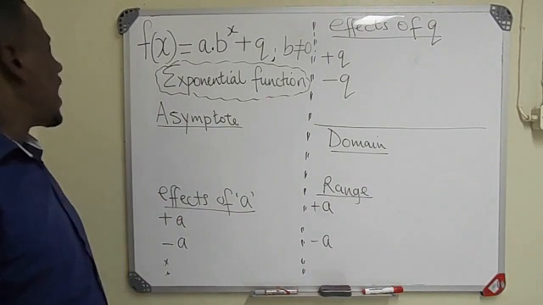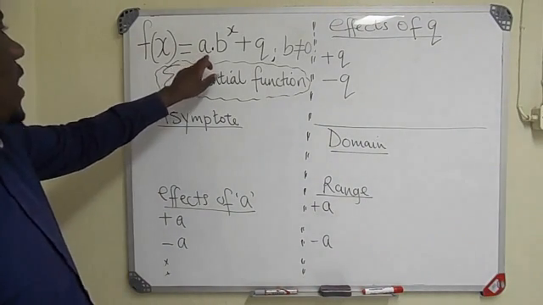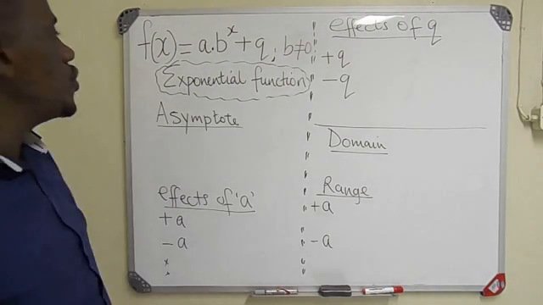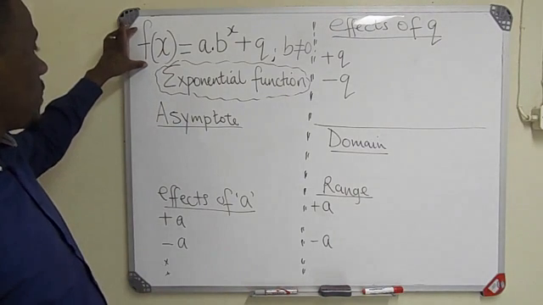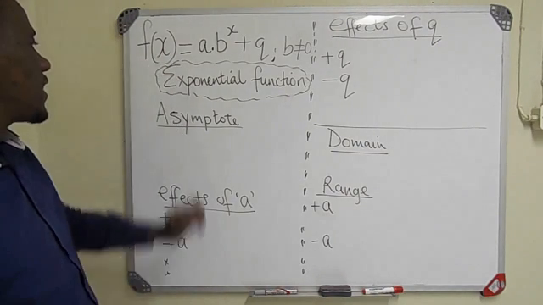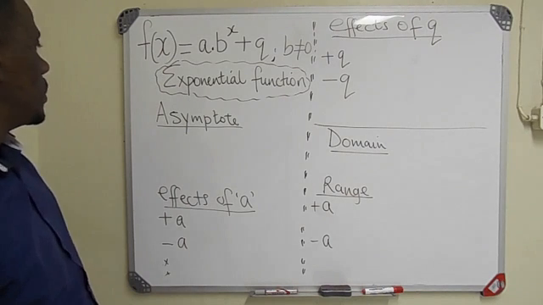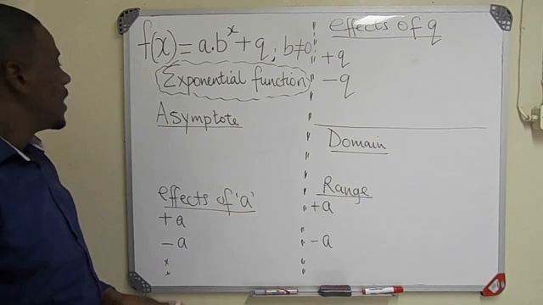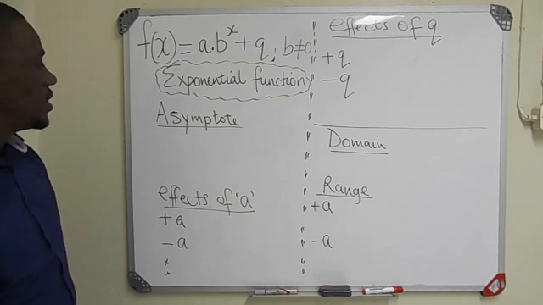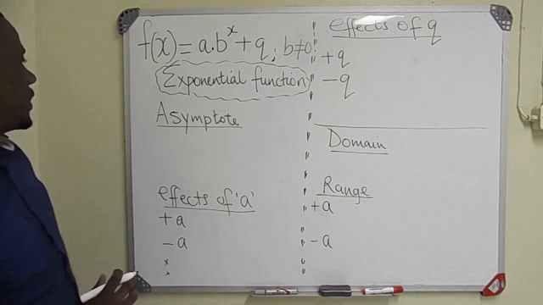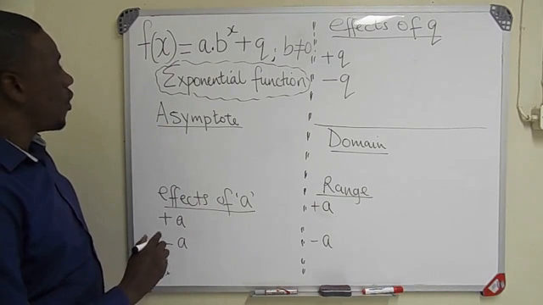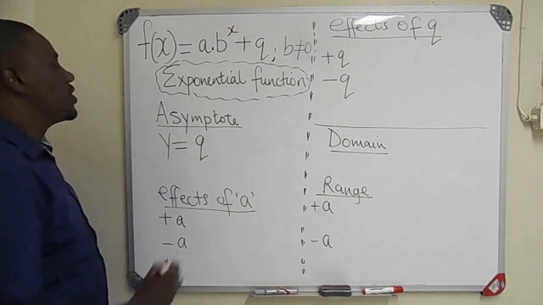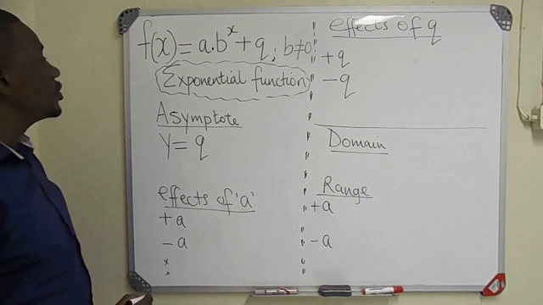Here we are having f of x is equal to a b to the power of x plus q, b not equal to 0. This function here is known as exponential. Now, this exponential function has only one asymptote, and the asymptote is in y. y is equal to q as the asymptote.